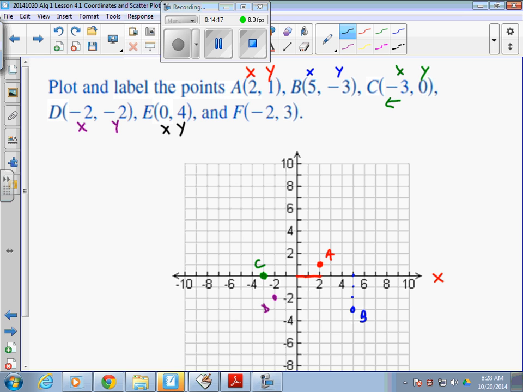Okay, E is 0, 4. Again, X comma Y. Don't go left or right at all. It tells you not to move at all. 0. Go up 1, 2, 3, 4. There is E. And then one more, F.